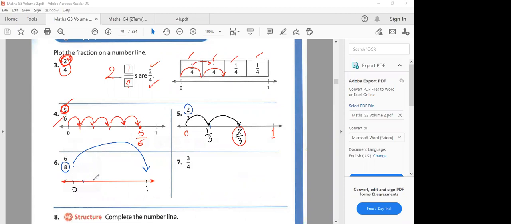1, 2, 3, 4, 5, 6, 7, 8. It will be like this. Maybe it is not equal, not exactly equal. Okay, but no problem.